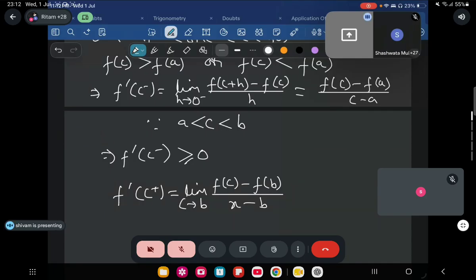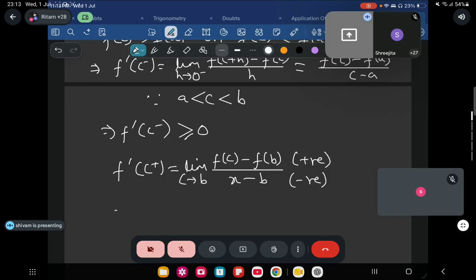Tell me everyone. f of c is of course greater than f of b, because f of a and f of b were the same. So numerator is positive and denominator is positive or negative? Denominator is negative. So from here, can I say that f dash at c plus will be less than or equal to 0? Yes. Right, tell me everyone.